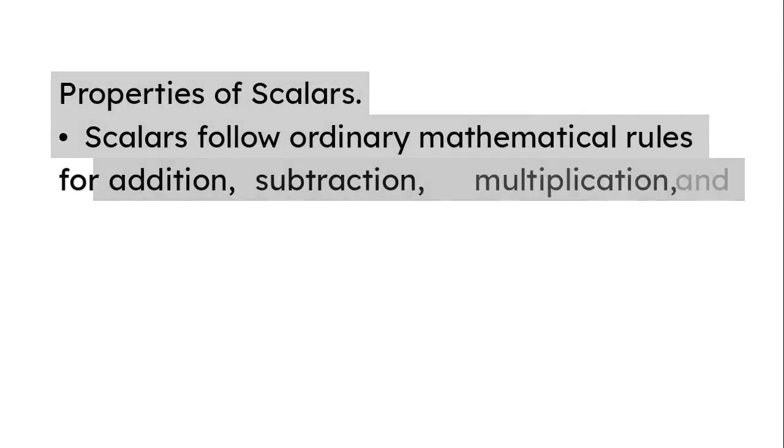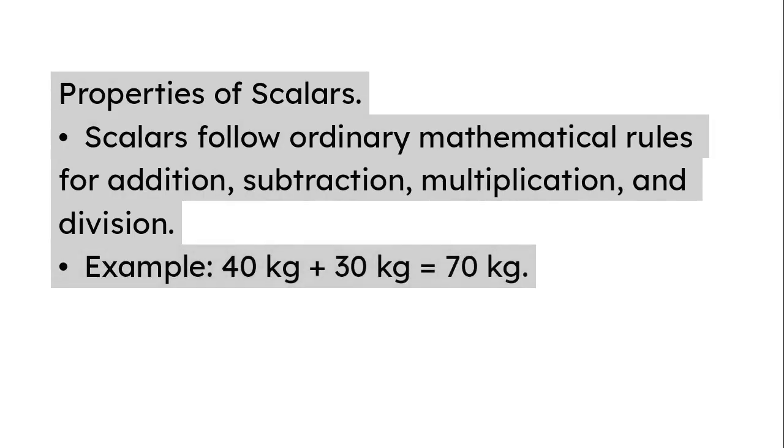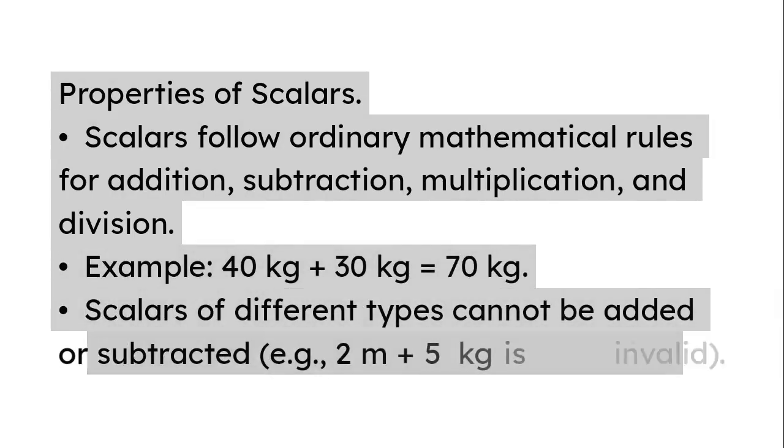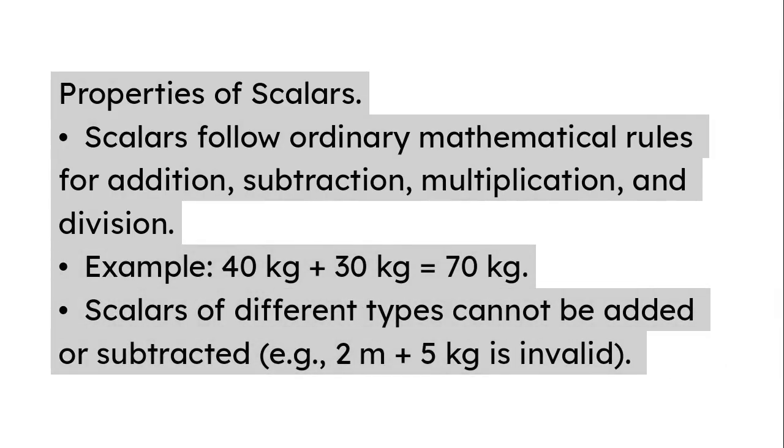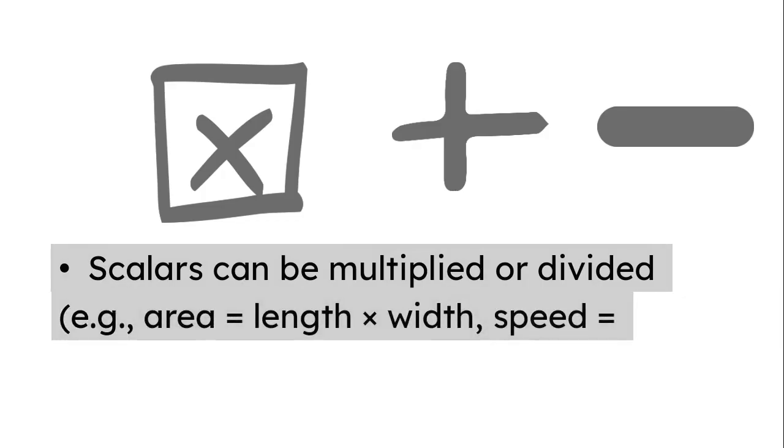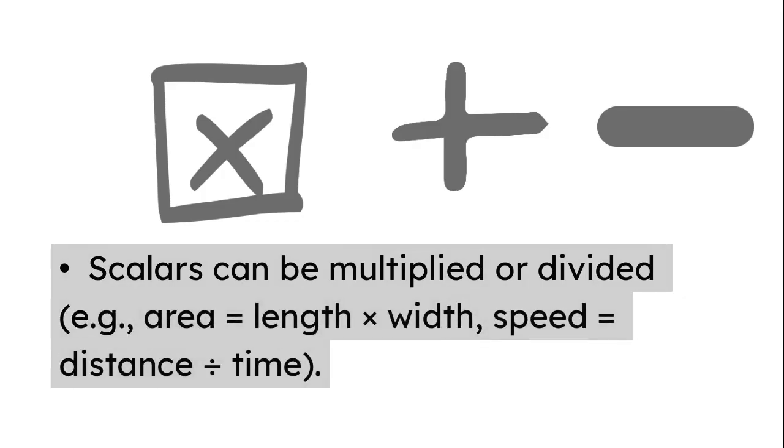Properties of scalars. Scalars follow ordinary mathematical rules for addition, subtraction, multiplication, and division. Example, 40 kg plus 30 kg equals 70 kg. Scalars of different types cannot be added or subtracted, e.g., 2 meters plus 5 kg is invalid. Scalars can be multiplied or divided, e.g., area equals length times width, speed equals distance divided by time.